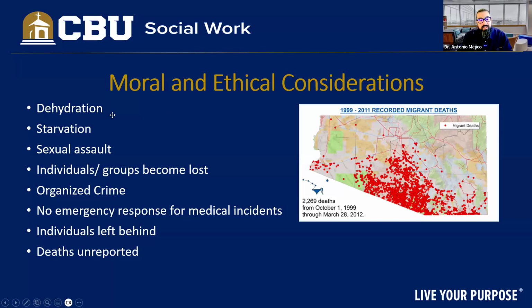So factors like dehydration, starvation, sexual assault, individuals just getting lost in this inhospitable environment, organized crime, no emergency response, at least no quick response for medical incidents, individuals left behind, or deaths that were unreported exist out here in the desert as a result of this shift of protection through deterrence policy.